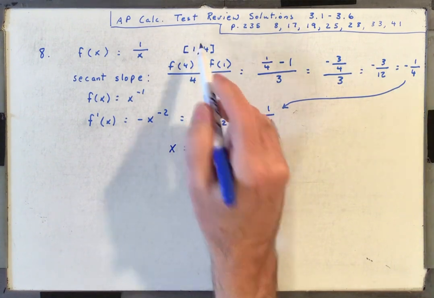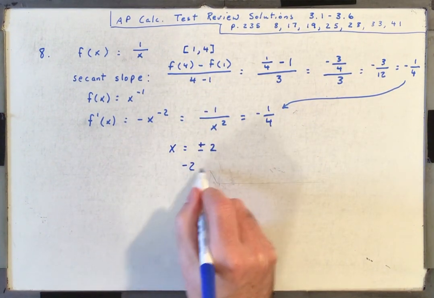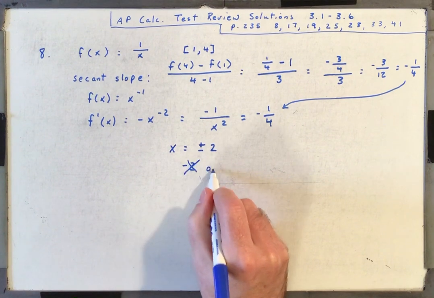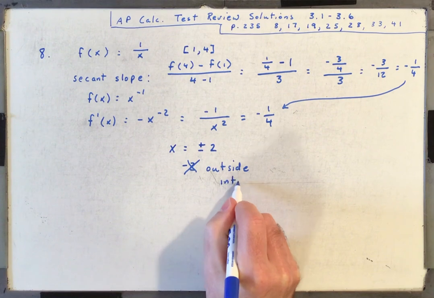But negative 2 is outside the interval. Okay, so negative 2 is outside the interval.